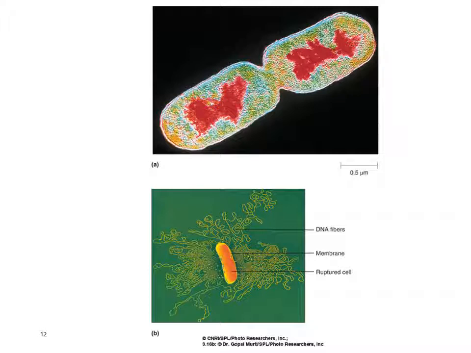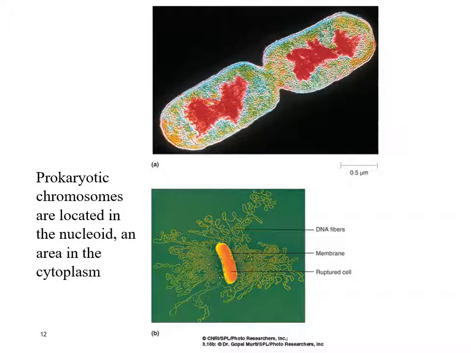So prokaryotic chromosomes are located not in a nucleus, but in a discrete region in the cytoplasm called the nucleoid. You can see in figure A a bacterial cell that's actively dividing into 2 cells, and the chromosome material has been stained specifically with a red dye. In figure B, we can see an E. coli cell, and the chromosome has been released from this E. coli cell.